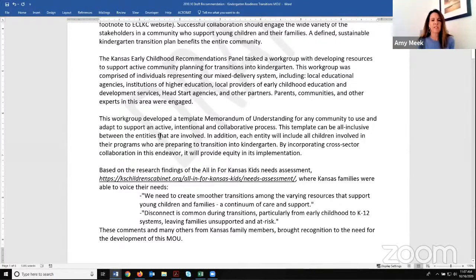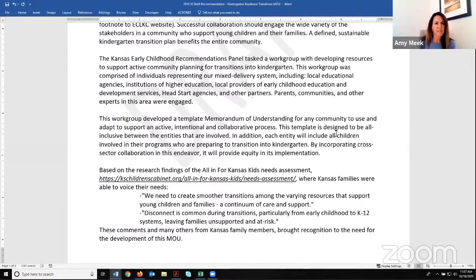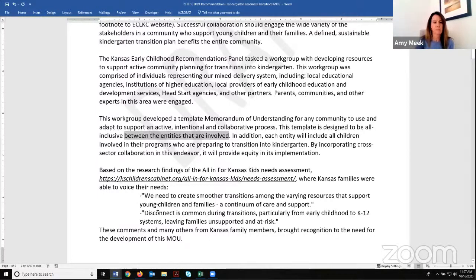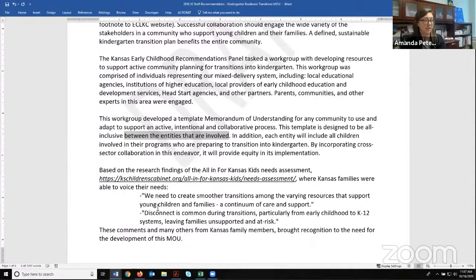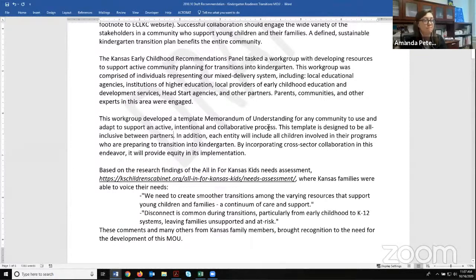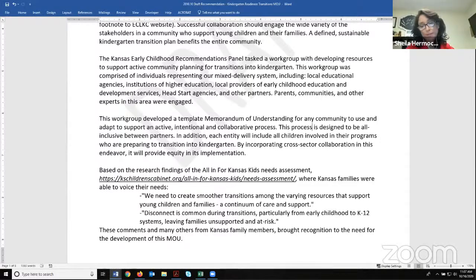And maybe the template is designed. Involved in two sentences. So we can say this template is designed to be, and then sorry, Amy, go ahead. Oh, sorry. We have involved in that sentence and then the next sentence. I wonder if we simplify and delete what's highlighted. So we can say this template is designed to be maybe all inclusive between partners. Is it the planning of the template or the template itself? It's the process that is intended to be all inclusive. And use of the template? There you go.